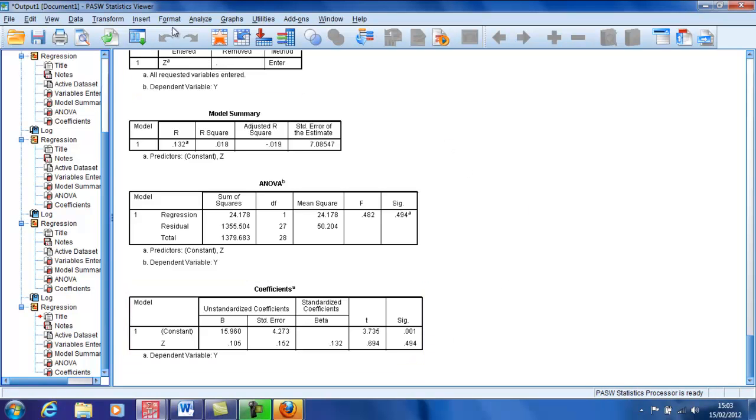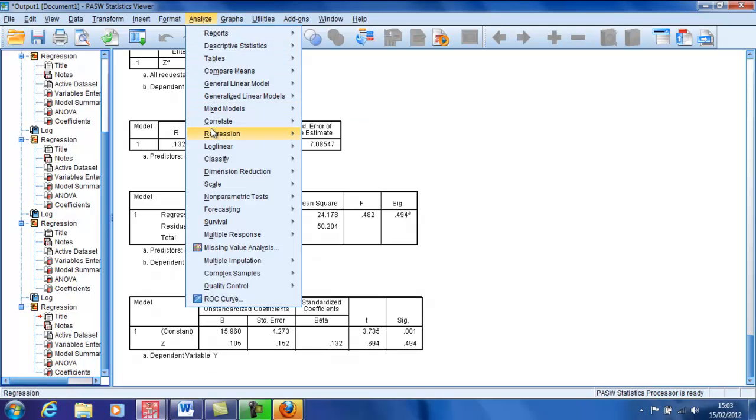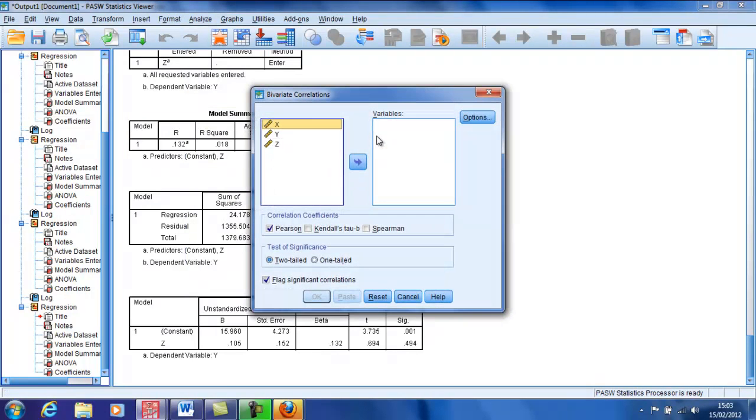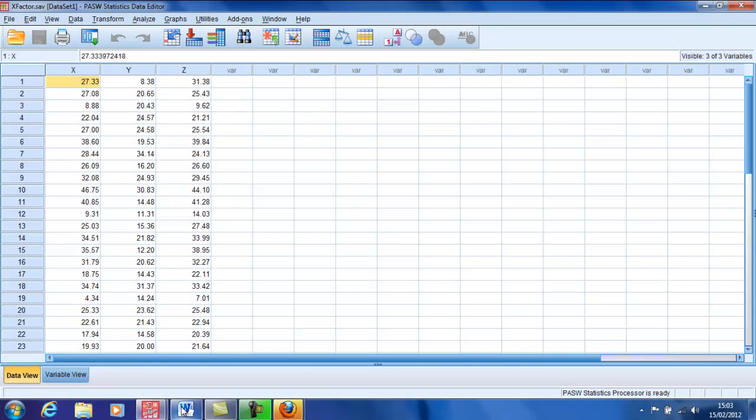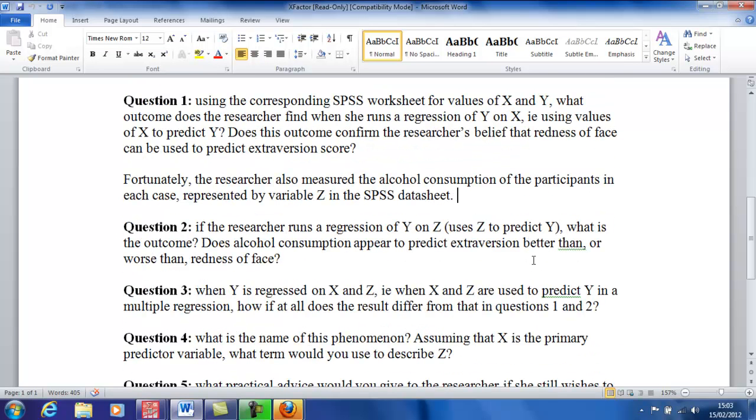Incidentally, if we wished at this point to check the hypothesis that redness of face and alcohol consumption are correlated, which I will do, well, we have a very strong correlation here. These data, by the way, I hope I don't need to make the point, are entirely spurious data made up by myself to illustrate a point. They were not actually the subject of any research, funded or otherwise. Okay, so let's go back into the question. Well, the answer to question two is alcohol consumption utterly fails to predict extroversion.